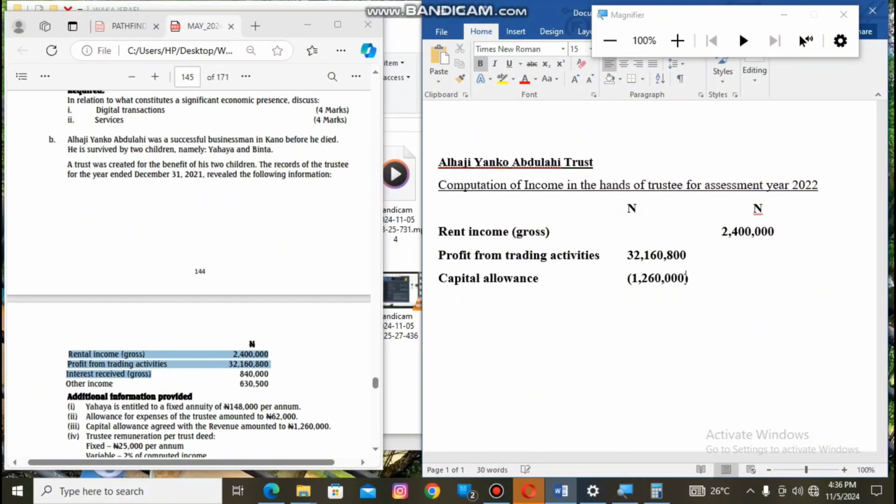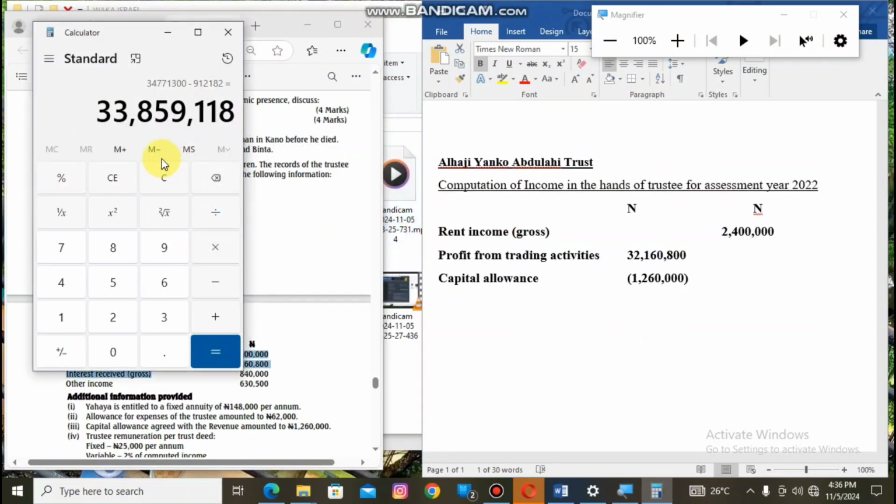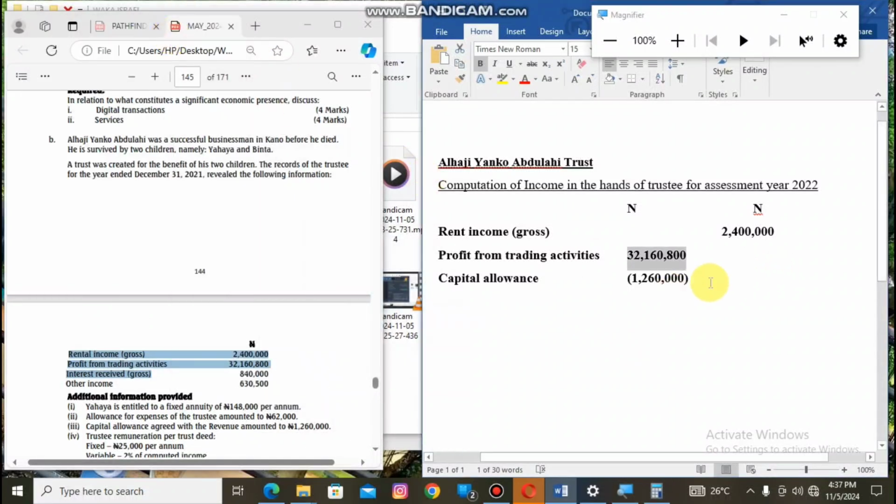Okay. So by the time you deduct this figure, let me just copy this to my calculator. Okay, minus the capital allowance, 1,260,000. So that will give us 30,900,800. All right. So that becomes the amount you record here. So that is for that.